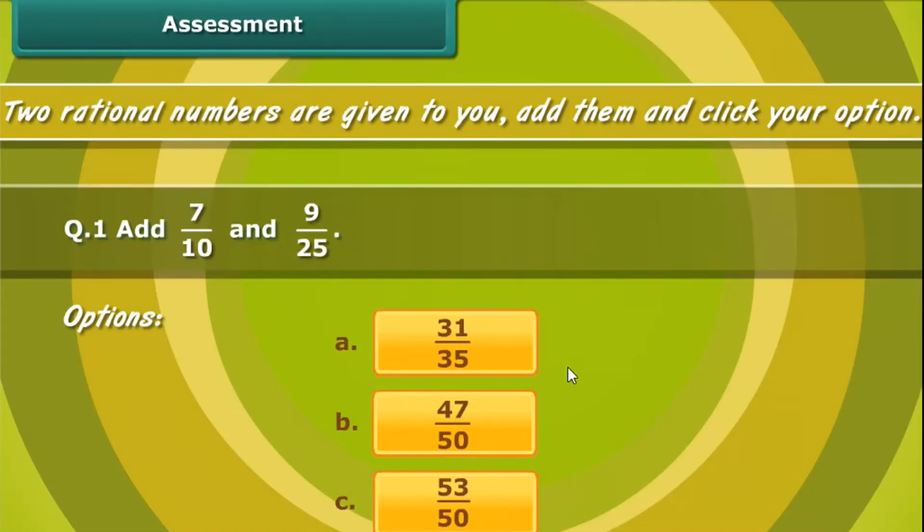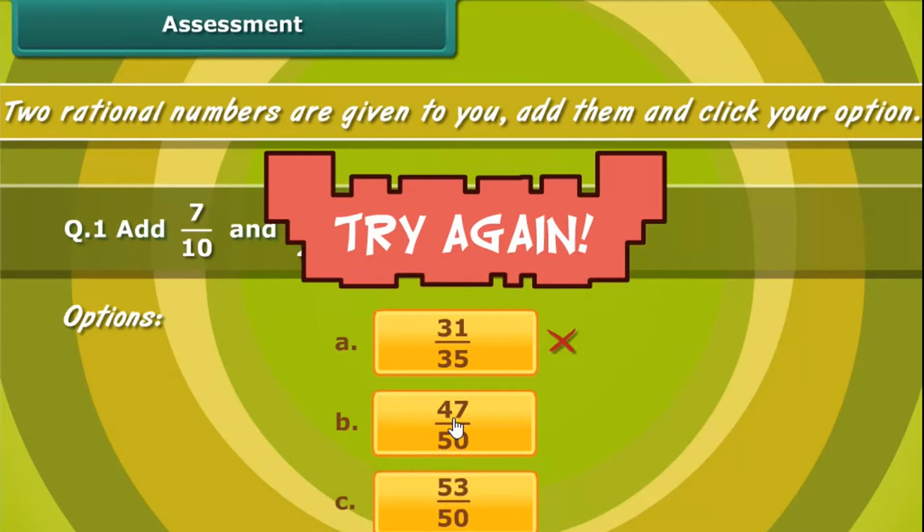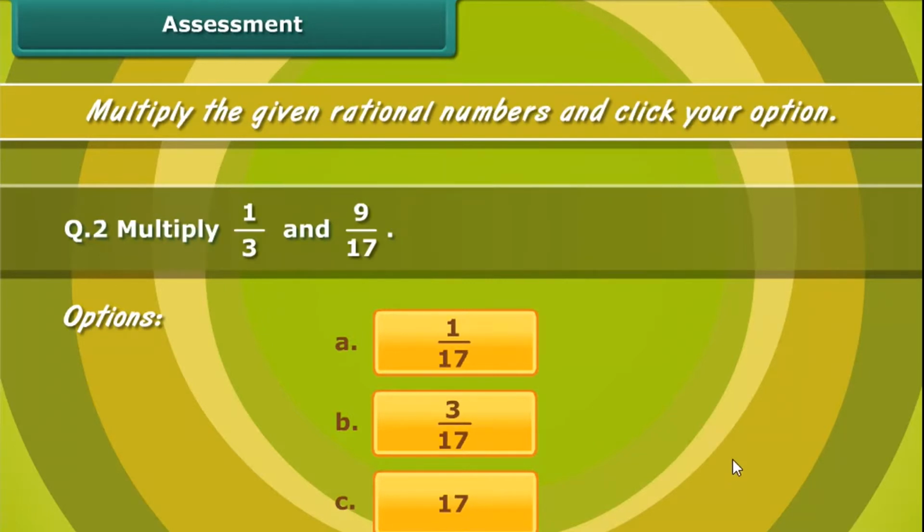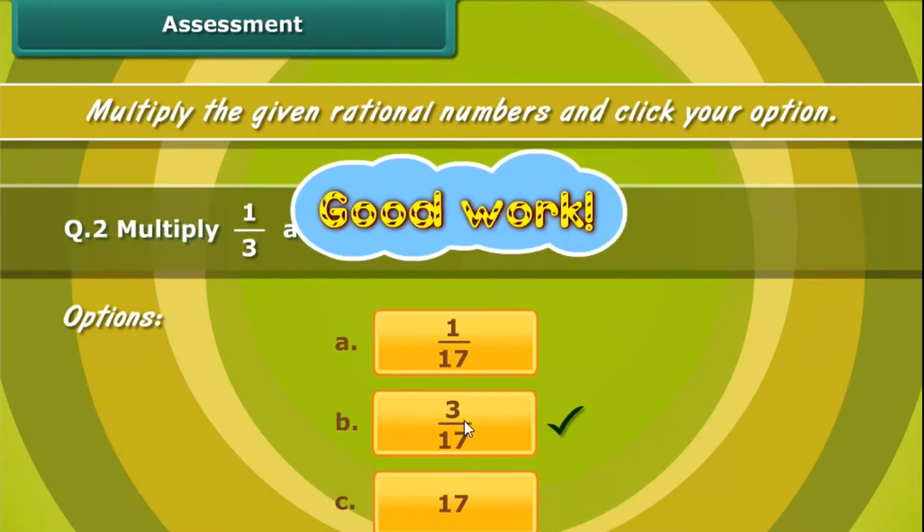Let us do some practice. Two rational numbers are given to you. Add them and click your option. Try again. Good work! Multiply the given rational numbers and click your option. Good work!